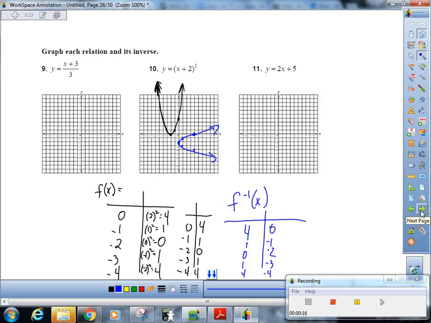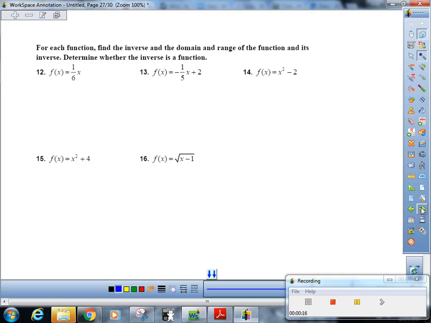Notice, again, if you're doing these right, there should be a diagonal line of symmetry that you could always create and envision. It's always that diagonal line, y equals x. Okay, the other requests we've had have been 12. So we'll start with 12. For each function, find the inverse, the domain, and the range.